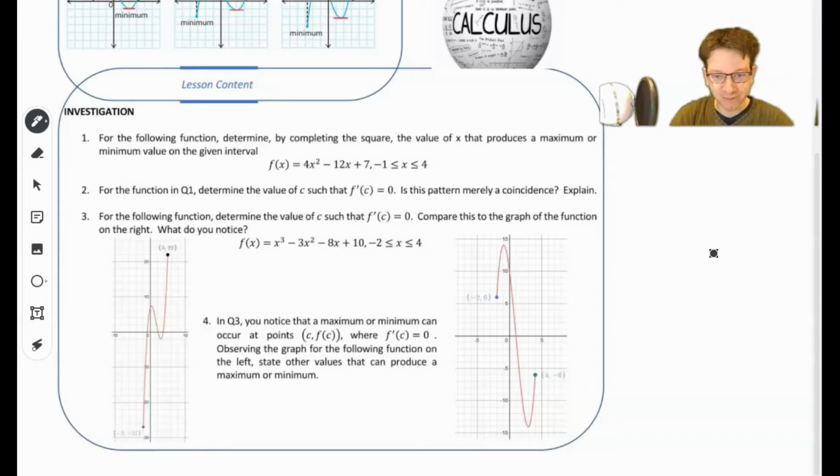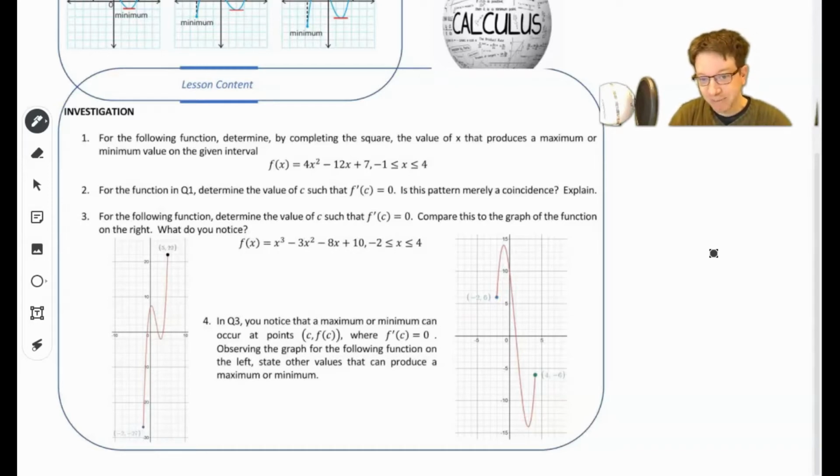Question 1 says, for the following function, 4x squared minus 12x plus 7 on this interval, determine by completing the square, we're jumping back to grade 10, the value of x that produces a maxima or minima. Well, this is a quadratic, so we know there's going to be a maxima or minima at the vertex. That's why they want us to complete the square. They want us to find the vertex.